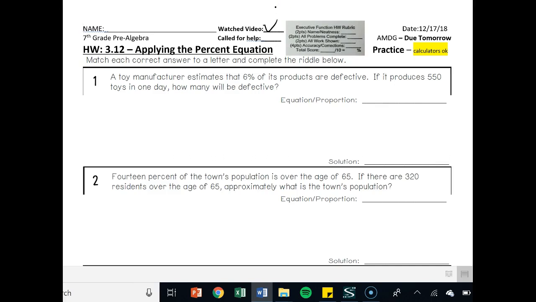So for every problem, before you even begin, what you're probably going to want to do is put down your part, your whole, and your percent, right? Because those are the three pieces of information we need to know. One of them we're not going to know, and then we're going to go ahead and solve.